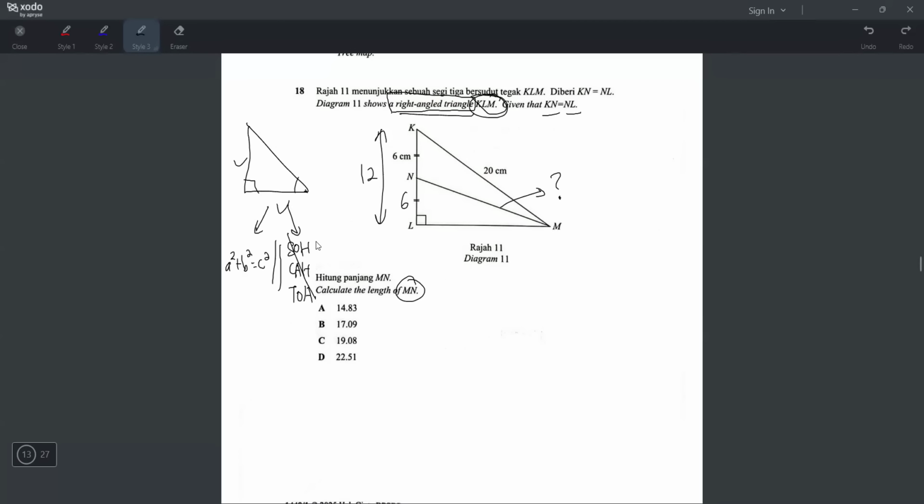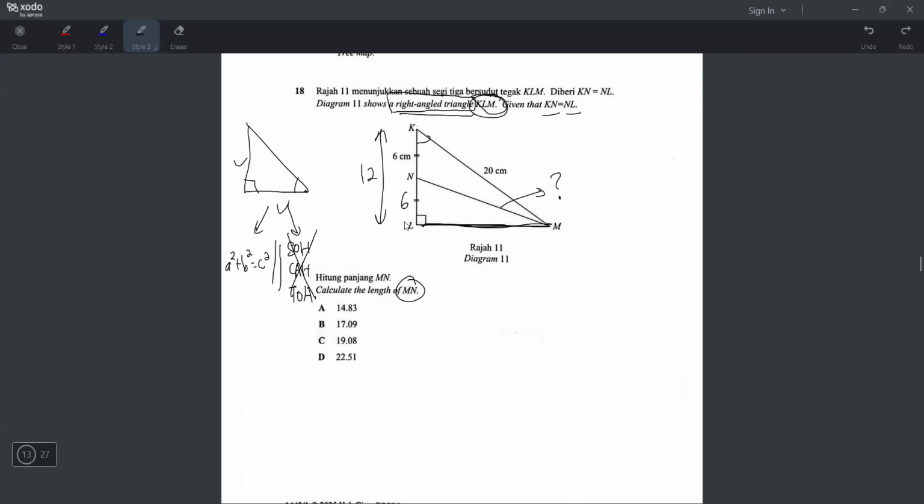But I know I will not be using the SOHCAHTOA for this question because there's no angle given here, and I realized they are also asking me to find the panjang MN. So yeah, we will use Pythagoras theorem. Okay, first what we have to do is use Pythagoras theorem to find this panjang first.